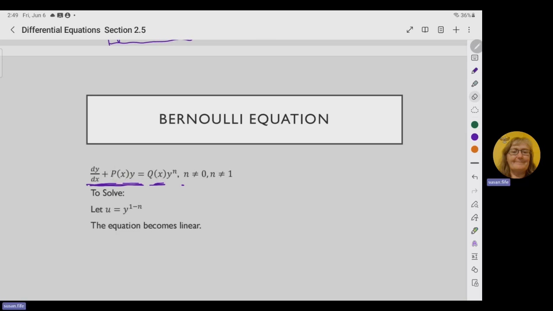So Bernoulli. To solve a Bernoulli equation, you let u equal y to the 1 minus n power, and then I usually solve that for y, and then I take the derivative. So we'll wait to do that, but u is y to the 1 minus n power. It'll change this equation to a linear equation. So Bernoulli equation becomes linear. A homogeneous equation becomes separable.